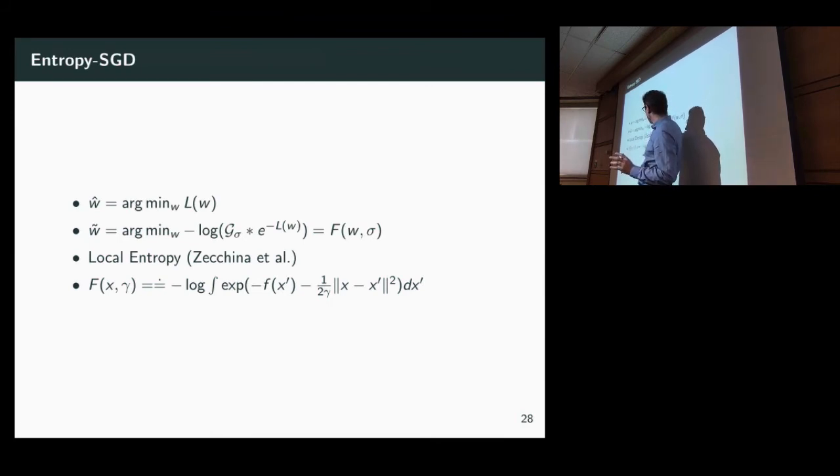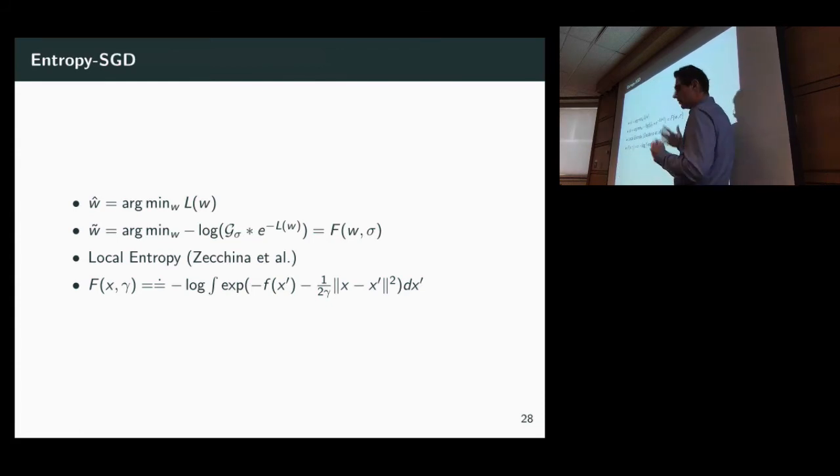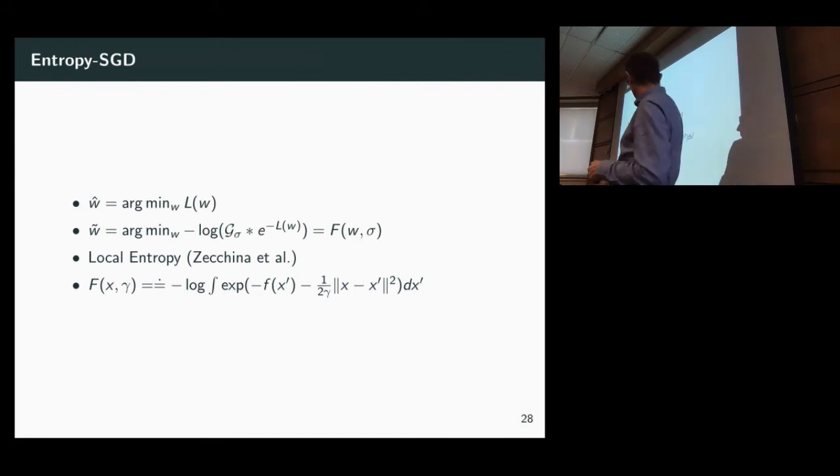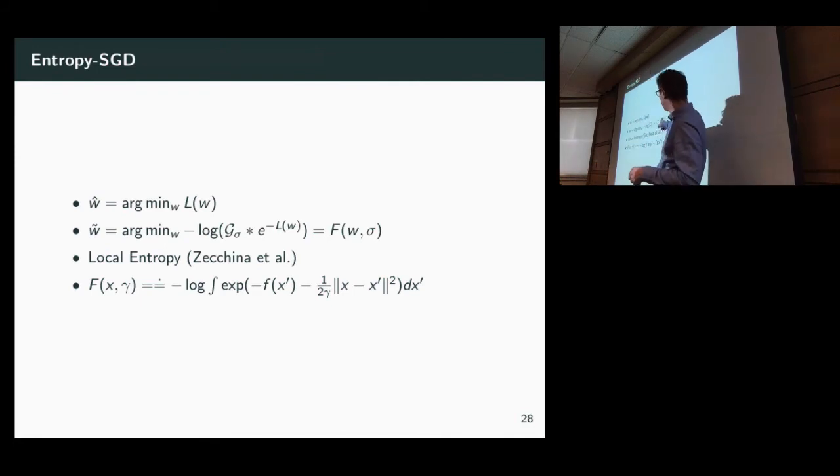This actually has a name. It's called local entropy, and statistical physicists have studied that. Think of it as a relaxation, where as sigma goes to 0, you get the minimum of the original function, and for large sigma, you get something else. What is G? G is a Gaussian kernel with a sigma standard deviation, a spherical kernel.